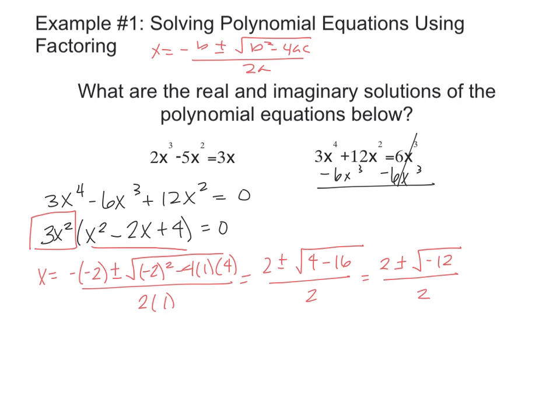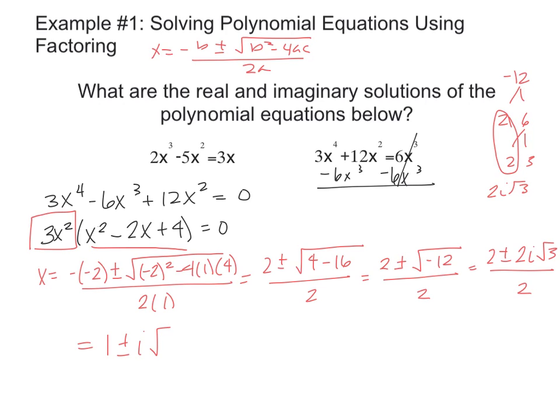Alright, if I break down 12, and I'll do that to the side, 12 is 2 and 6, and 6 is 2 and 3, so that's really 2i radical 3, right? Because that's a pair, and then it was negative, so 2i radical 3. So this will become 2 plus or minus 2i radical 3 over 2. Both numbers in the numerator can be divided by 2, so that will leave us with 1 plus or minus i radical 3.